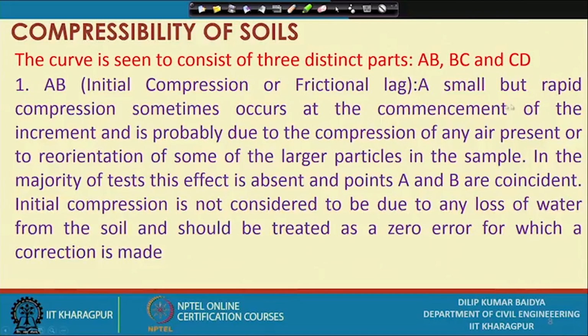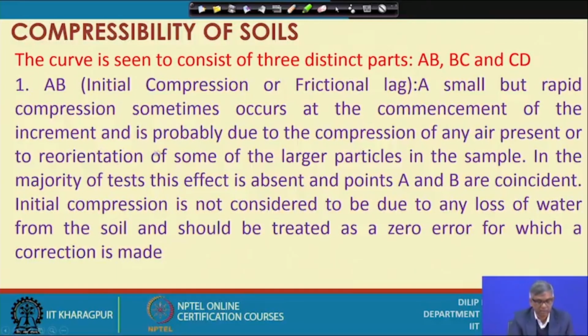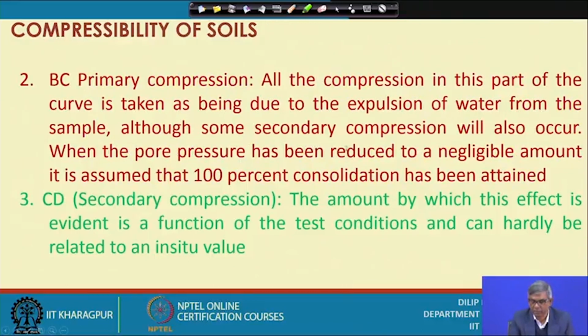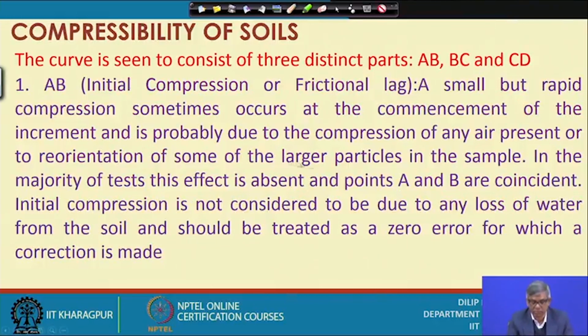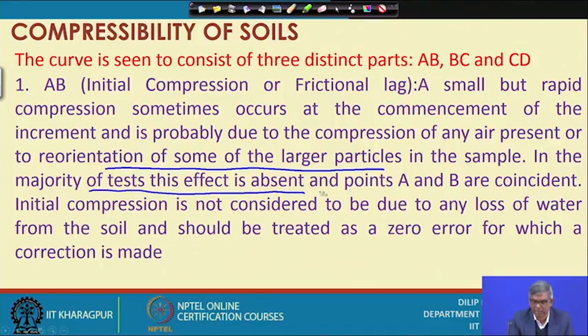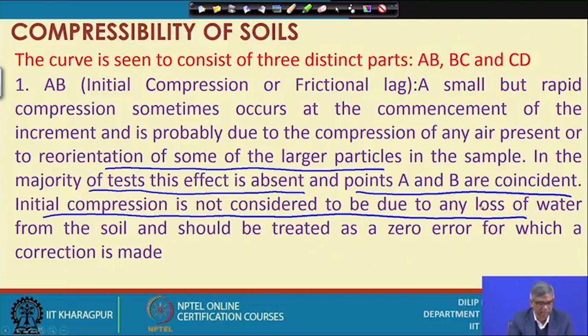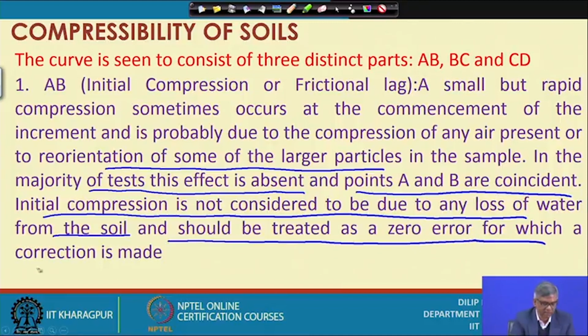Initial compression is a small but rapid compression sometimes occurring at the commencement of the increment, and is probably due to the compression of any air present, or to reorientation of some of the larger particles in the sample. In the majority of the tests, this effect is absent and points A and B are coincident. Initial compression is not considered to be due to any loss of water from the soil, and should be treated as a zero error for which a correction is made.